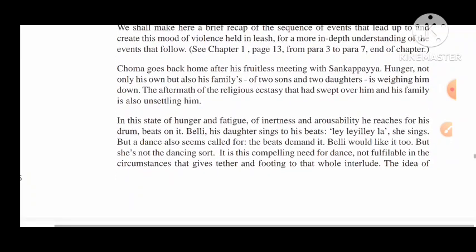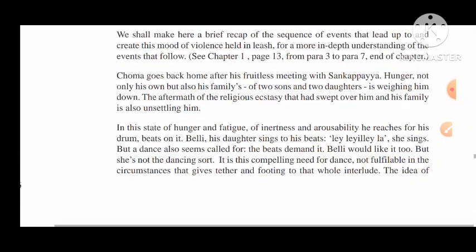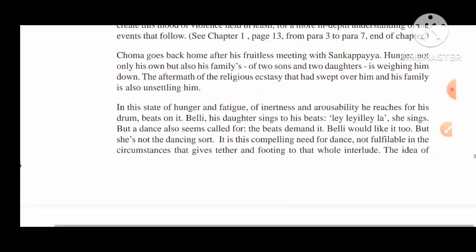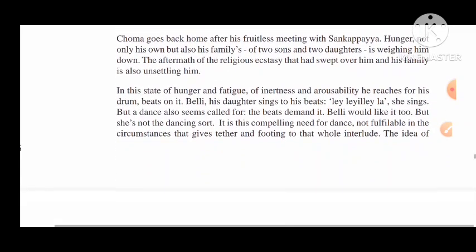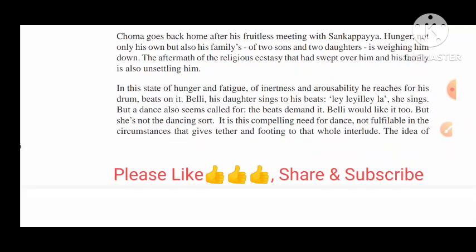That is, see chapter 1, page 13, from para 3 to para 7 and end of chapter. So after that, Choma goes back home after this fruitless meeting with Sankapaya. Hunger, not only his own but also his family's of 2 sons and 2 daughters, is weighing him down.